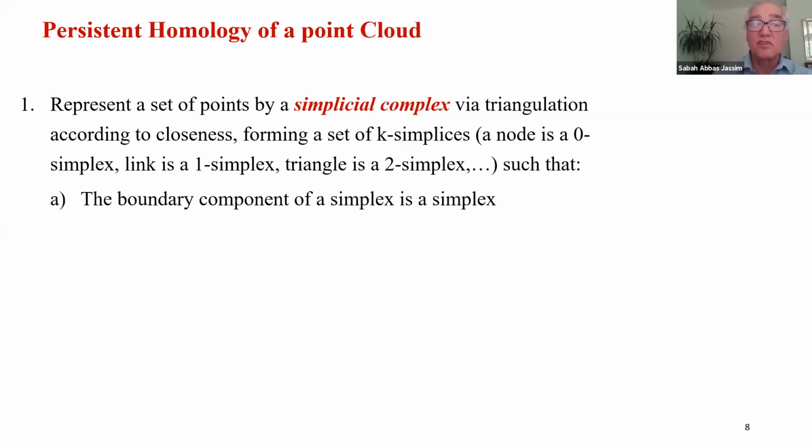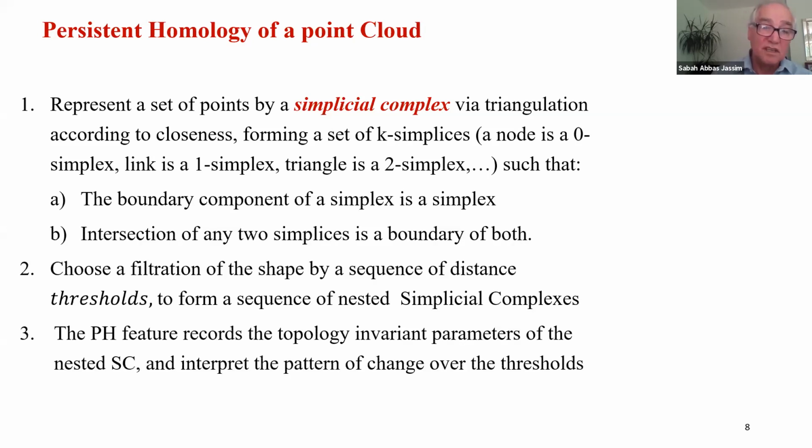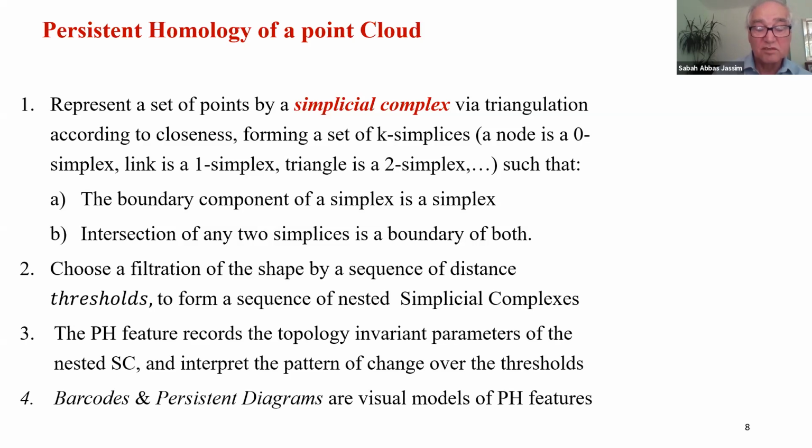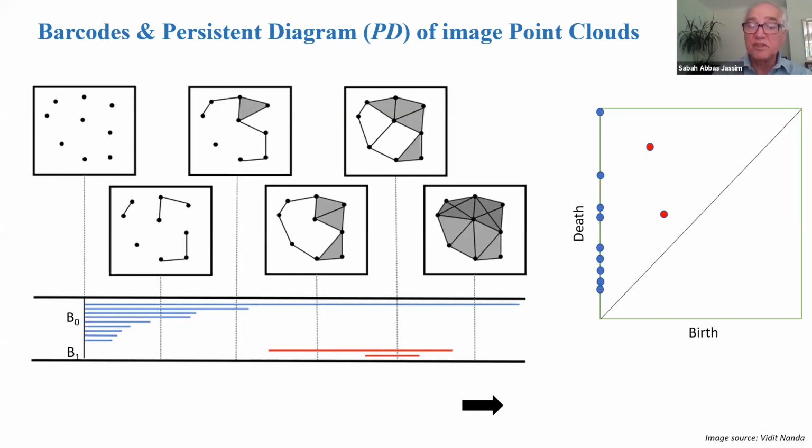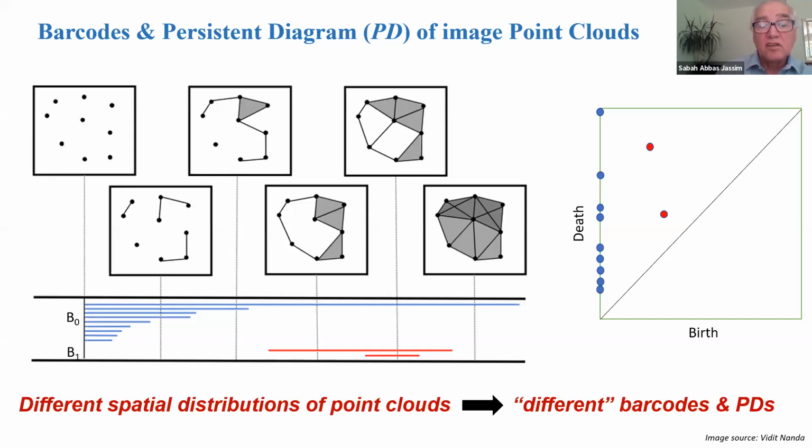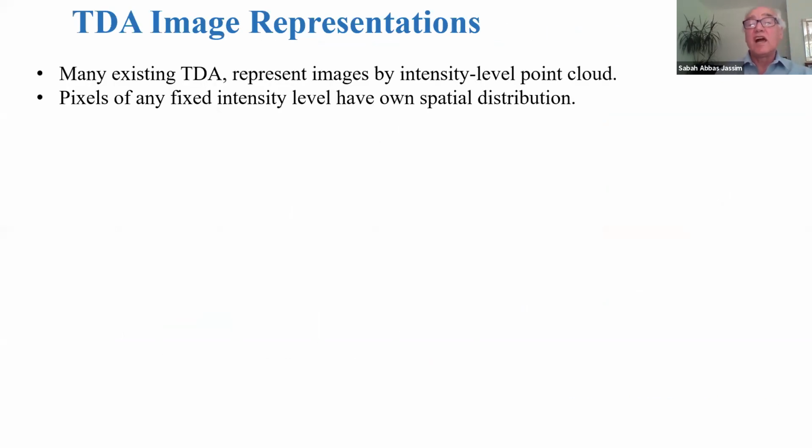I think I'll skip this one quickly because this has been explained by the previous two speakers. This is just an illustration of how you build these given a point cloud. Here, the question is, how do I represent the image? Of course, there is the usual way most people do, which is by intensity level and increasing.